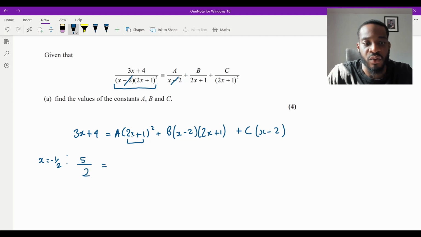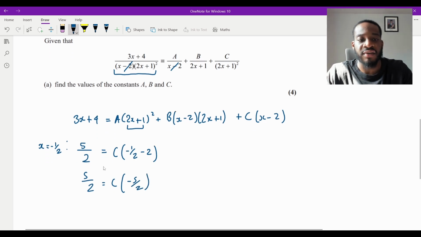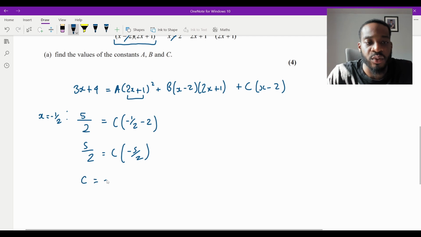And then that's going to equal, that is going to go, and so will this one. So I'll be just left with c, isn't it? So it'll be c times (minus a half minus 2). And that will be 5 over 2 is equal to c times (minus a half minus 4 over 2). That's minus 5 over 2, isn't it? So if I divide both sides by minus 5 over 2, I'm going to get c is equal to minus 1.